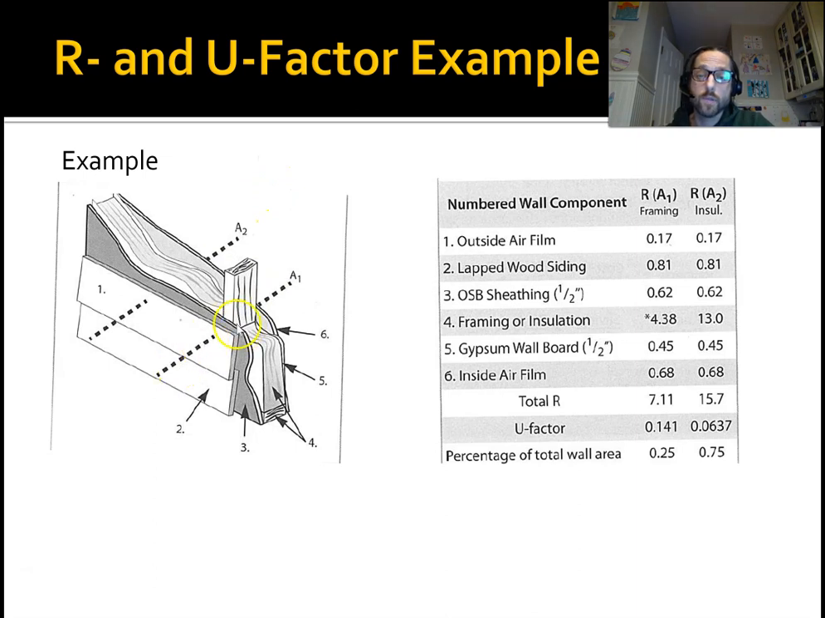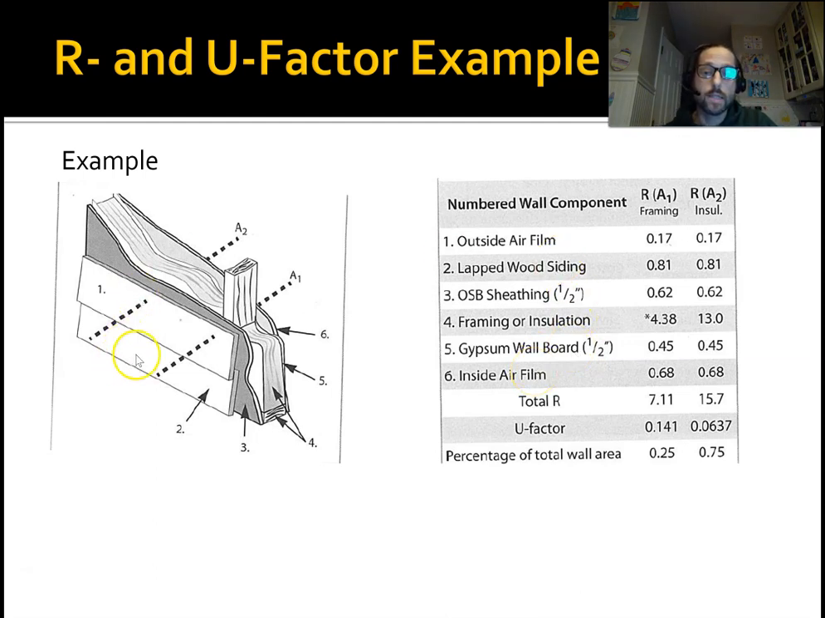So we have these two surfaces, framing and insulation. A1 is framing, A2 is insulation. Here it is from outside to inside. In A1 we have the outside air film, the siding, and sheathing right on the outside. This is where your building construction knowledge comes in handy. Then we have insulation for A1, A2 we have insulation. Then we have drywall on the inside, and then an inside air layer. So outside air, siding, sheathing, insulation, our wallboard, our drywall, and then inside air.